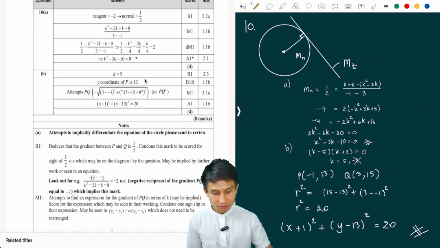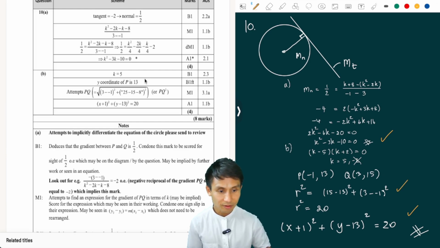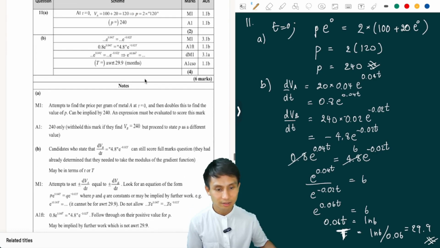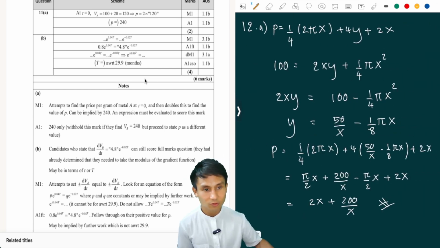Okay, this one is fine. That's 20. That's good. K is 5. Yeah. 11. 240 there. 29.9. Yep. Cool.